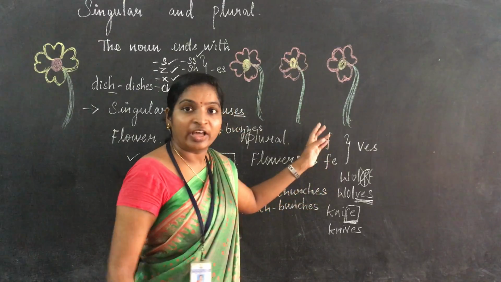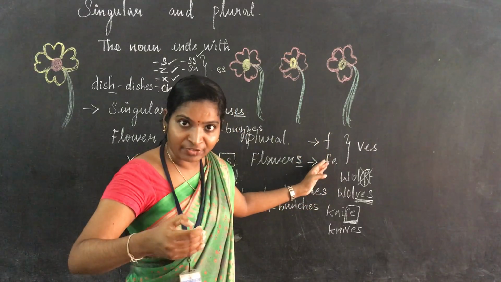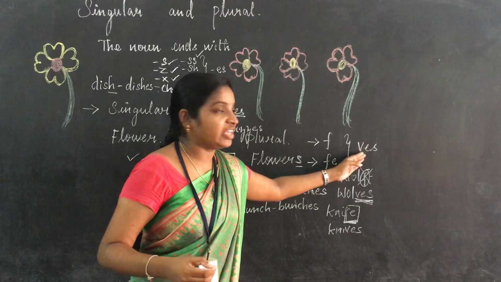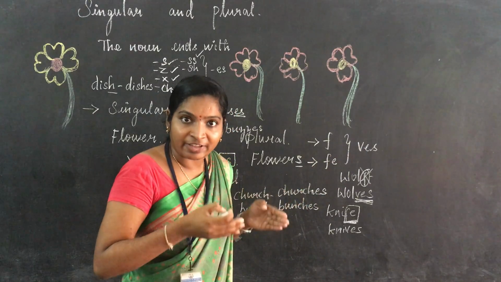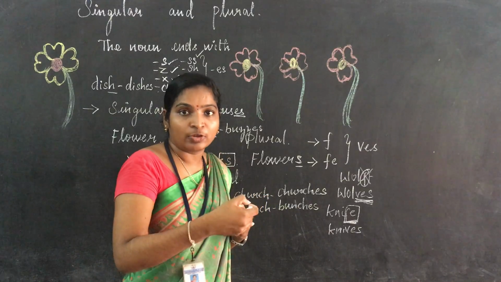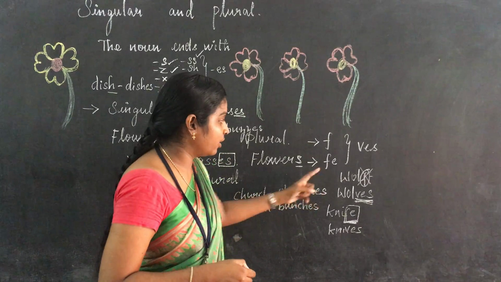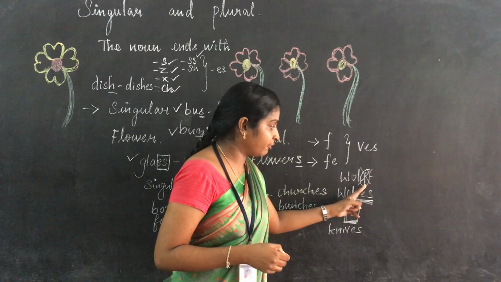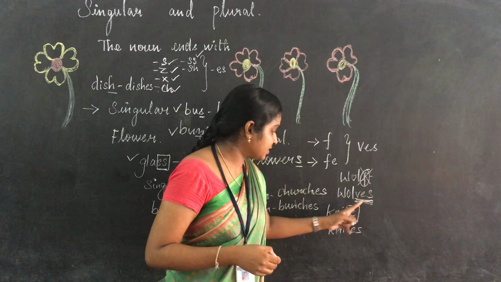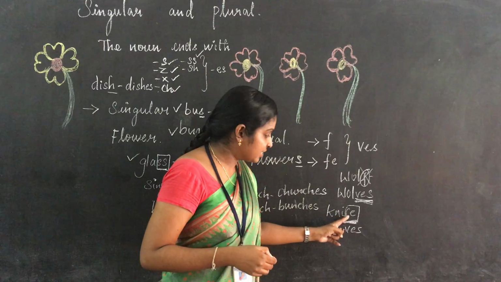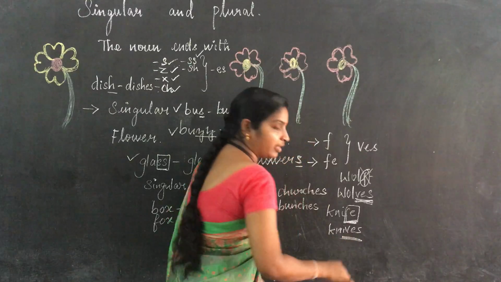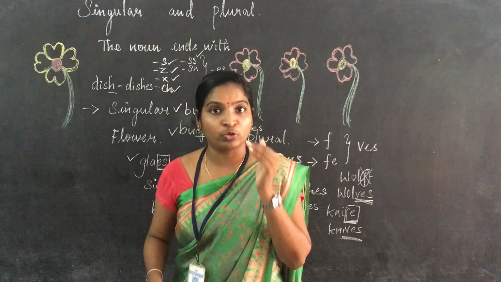We have to remove that f as well as fe, and we have to change it to ves. Instead of f and fe, we have to give ves. Here you just see wolf: instead of f, we are giving ves, and here knife: instead of fe, we are giving ves. These two rules you have to remember.